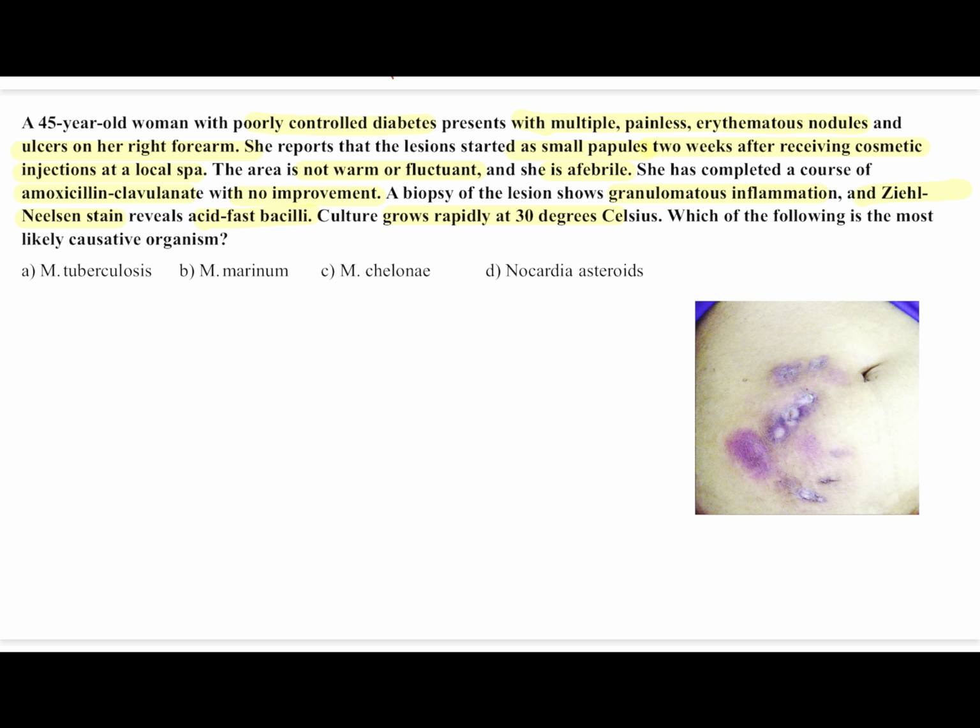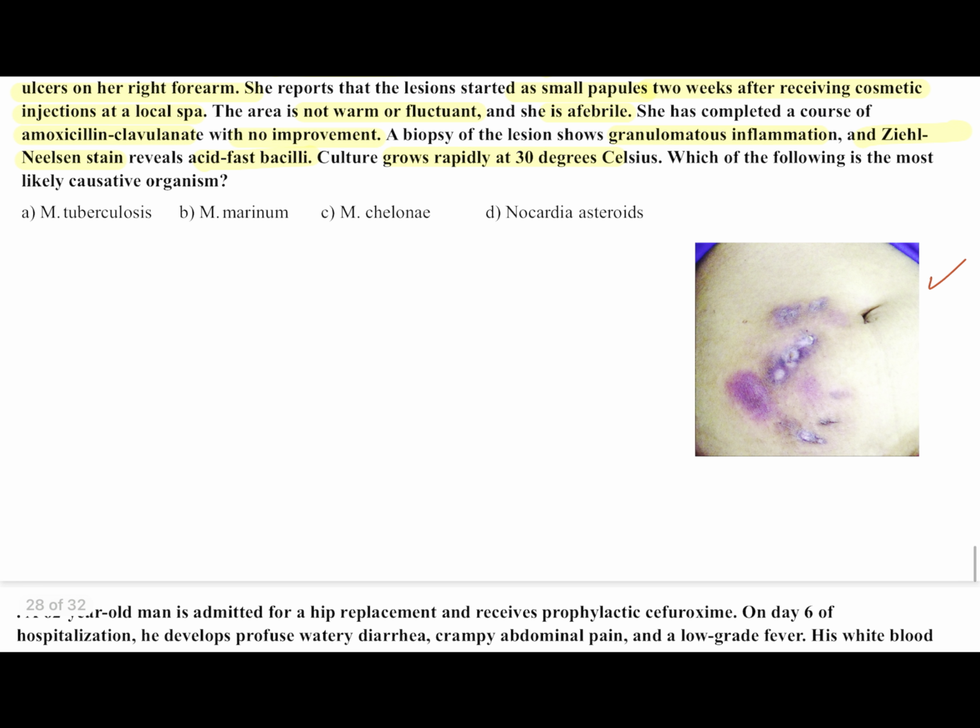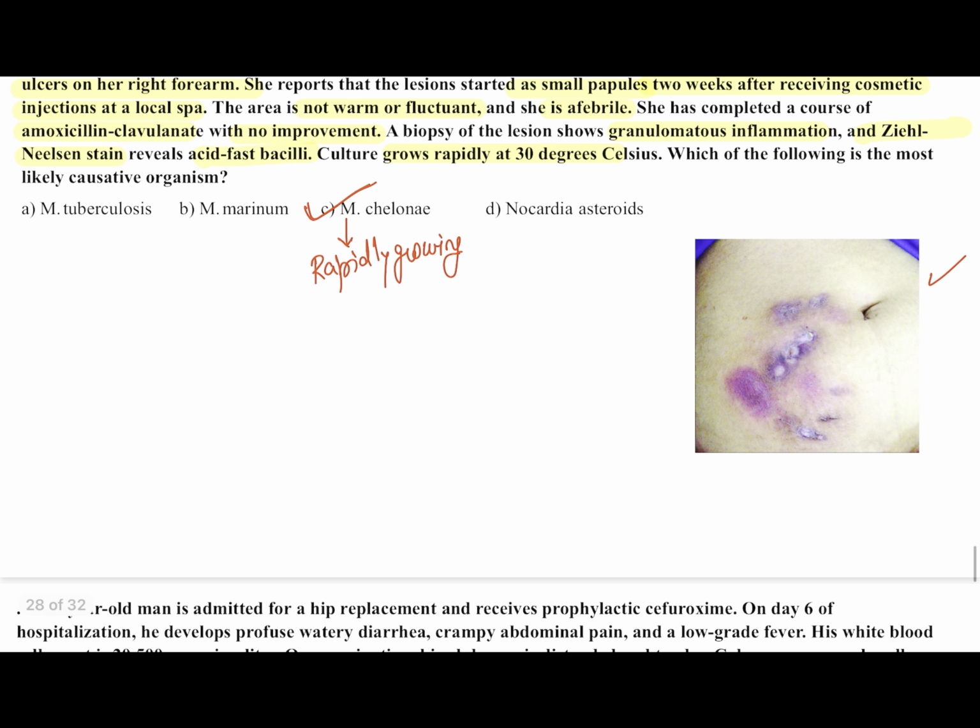In the exam paper you don't have this image, but I have added it. These are all characteristic features of Mycobacterium chelonae. So whenever a patient is infected with Mycobacterium chelonae, it is a rapidly growing non-tuberculous mycobacterium.